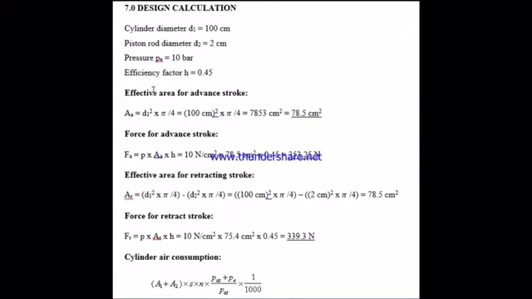First one, the effective area for advanced stroke is A equal to D1 square times pi over 4. And the answer is 78.5 cm square. The force for advanced stroke is F equal to pressure times area times efficiency factor. And the answer is 353.25 Newton.